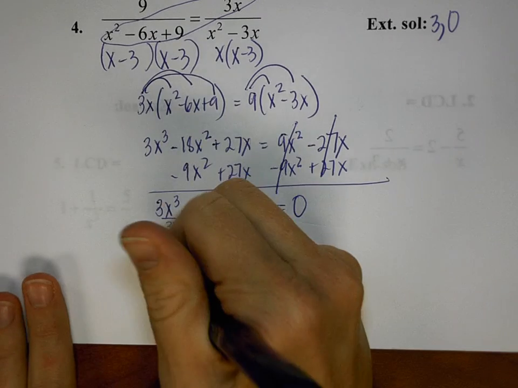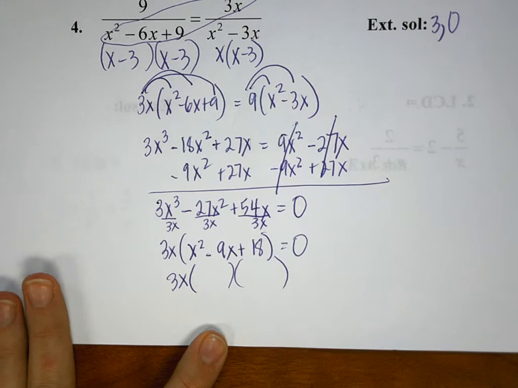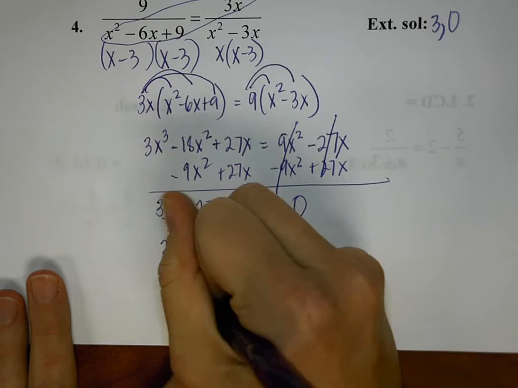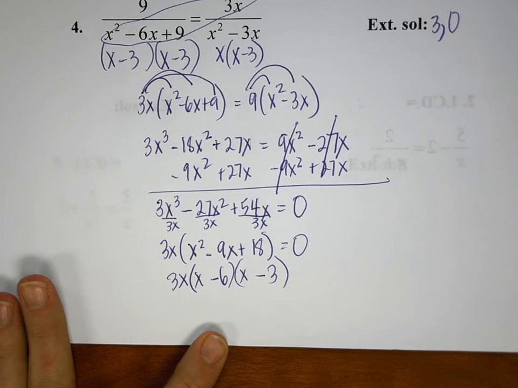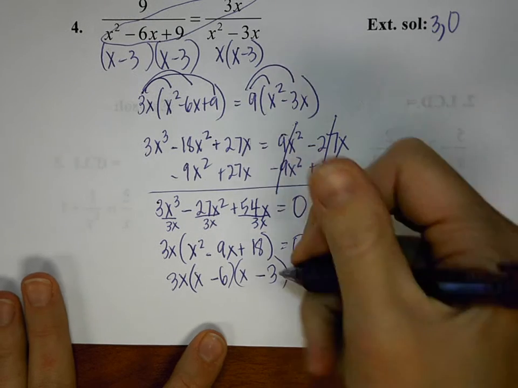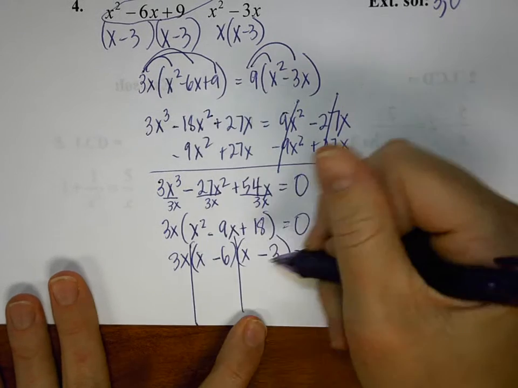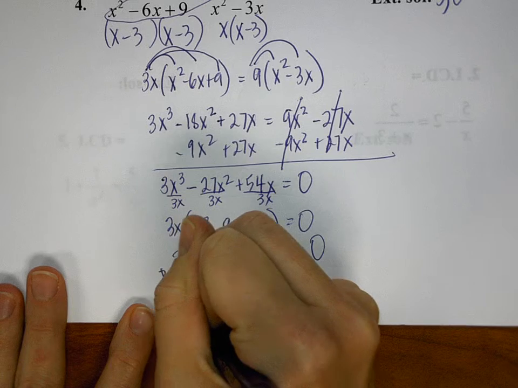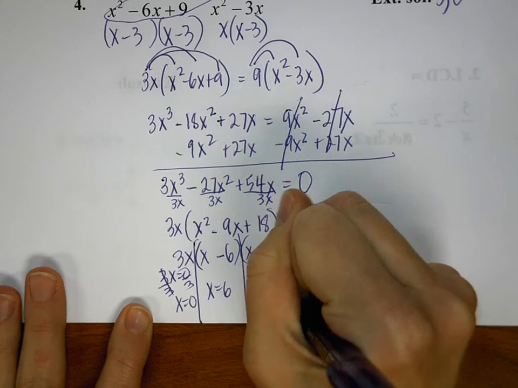Then we can factor further. So we have 3x, and we get what multiplies to be a positive 18 and adds to be a negative 9. So hopefully you got that, and that would be 6 and 3, both of them being negative. Those add to be negative 9, multiply to be positive 18, and this equals 0. When we set each of these factors equal to 0, 3x equals 0, divide by 3, and we get x equals 0. Here we get x equals 6, and then x equals 3.